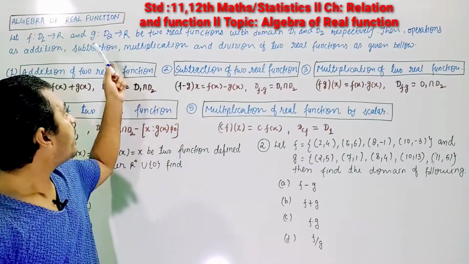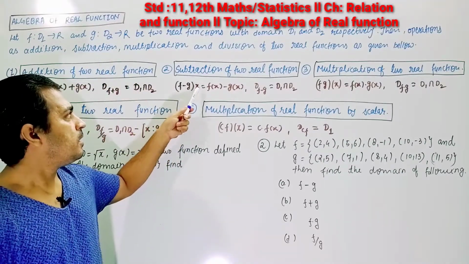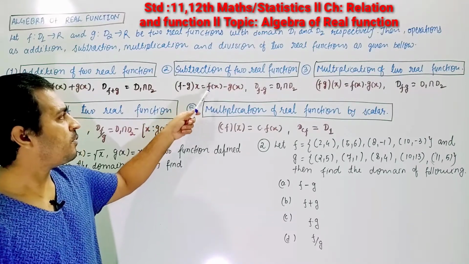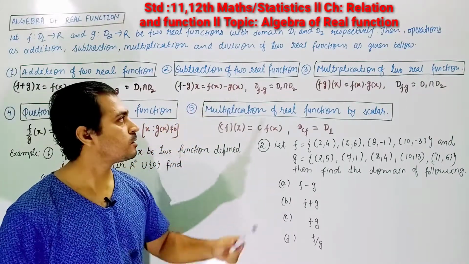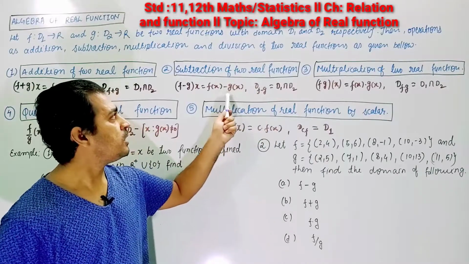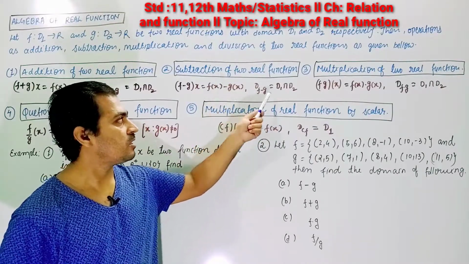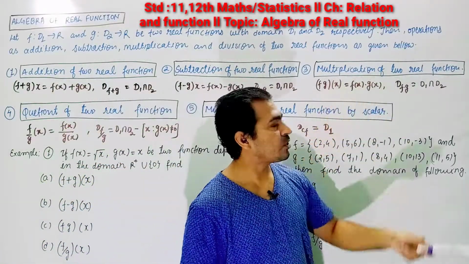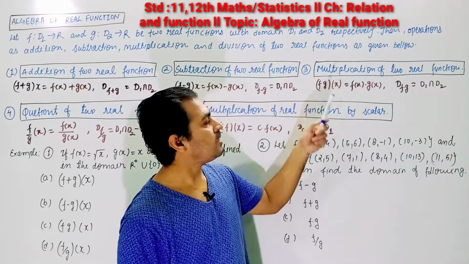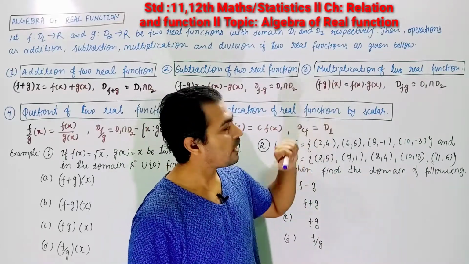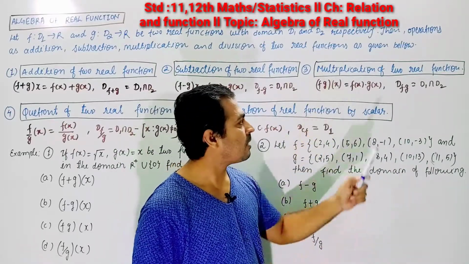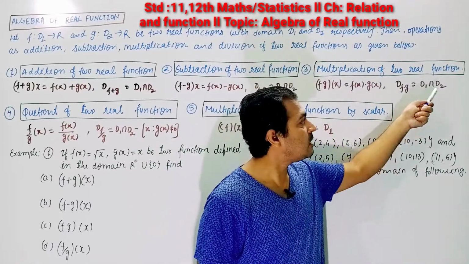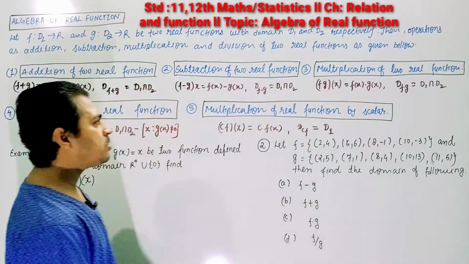Similarly, subtraction of two functions f and g having variable x can be defined as f of x minus g of x, and the domain of this operation is d1 intersection d2. Similarly students, multiplication of two functions f and g having variable x can be expressed as f of x into g of x, and its domain is d1 intersection d2, right student?